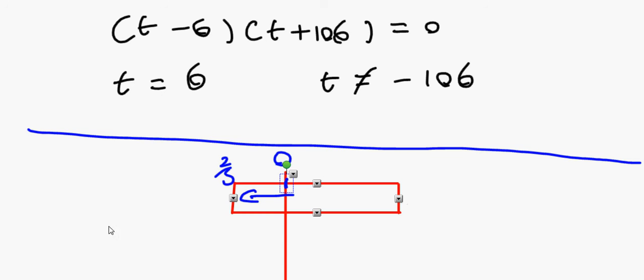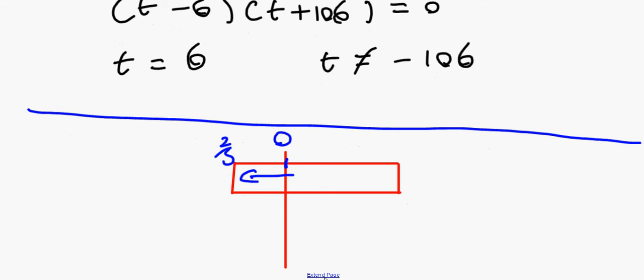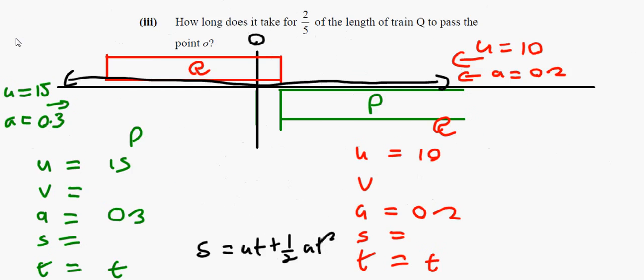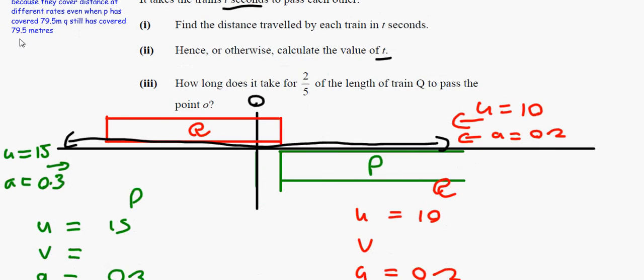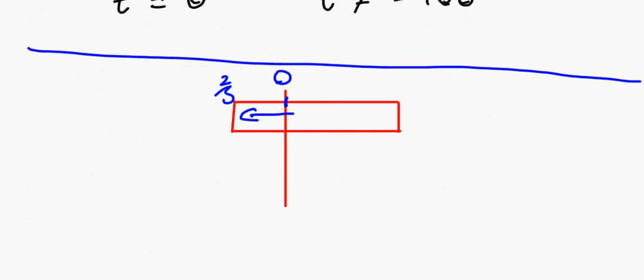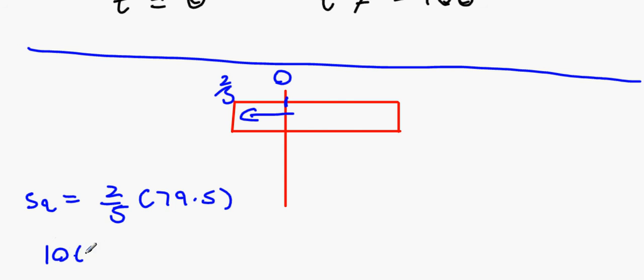So for part 3, we have to find how long it takes for 2/5 of the length of train Q to pass the point O. Nothing to do with train P. So all we've got to do here is say S of Q, the distance Q covers, is 2/5 of 79.5. And S of Q, as discussed before, is 10t plus 0.1t squared, equals 2/5 of that, which is 31.8.